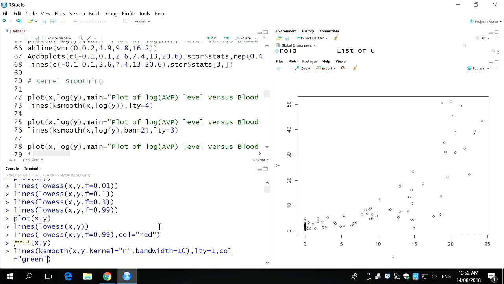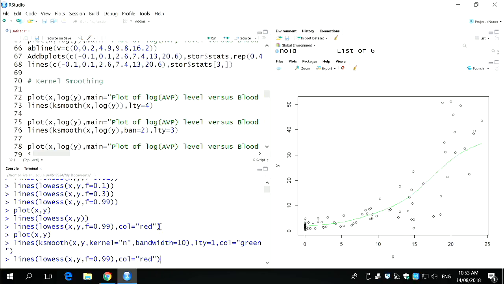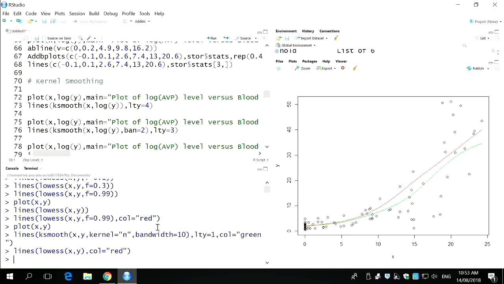Okay. I'm going to use a bandwidth that I think is about right. So I think a bandwidth of around 10. I'm going to use a normal kernel. Okay, so the Ksmooth's in green. The LOS is going to be in red. Okay, so you can see the difference.